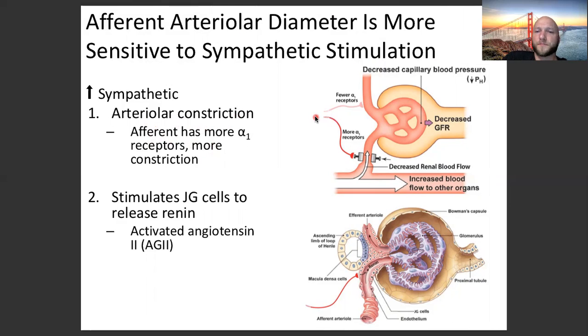So alpha-1 receptors get stimulated on the afferent arteriole, which causes constriction. They can also stimulate the JG cells to release renin. And renin activates the angiotensin, renin, aldosterone system, which we're going to get into not in this part, but really soon we're going to get into renin and all of renin's friends. So don't worry, that's coming up.